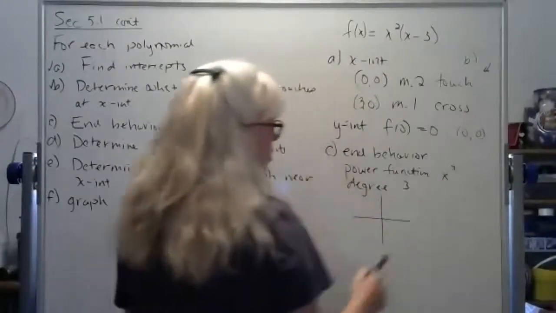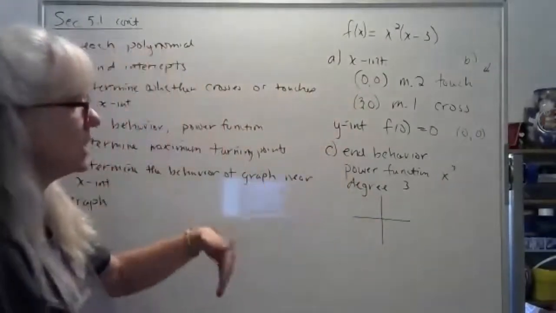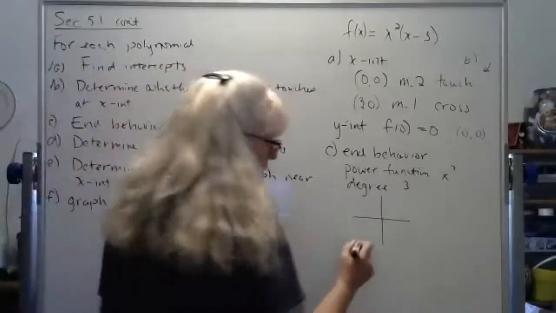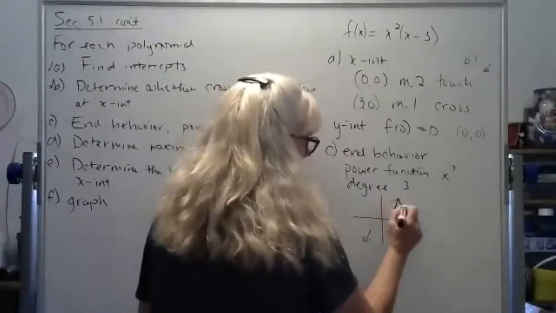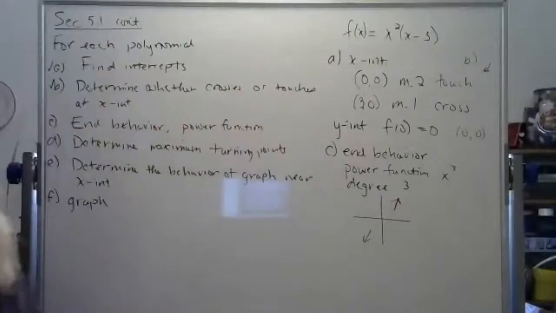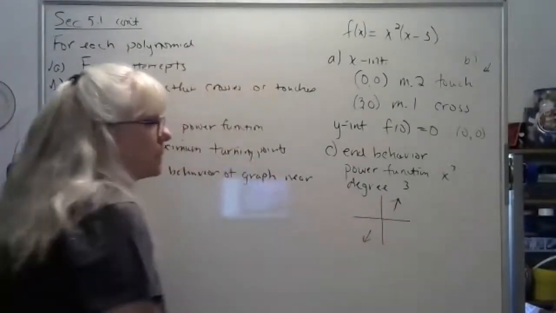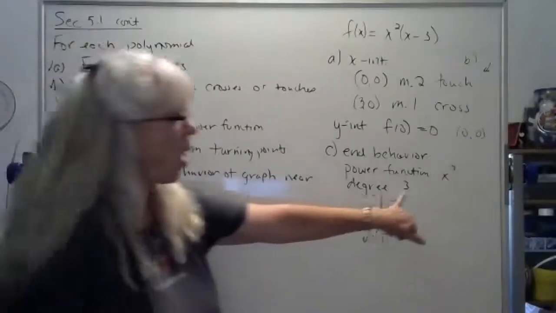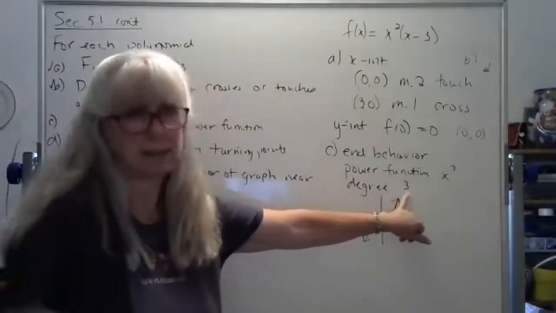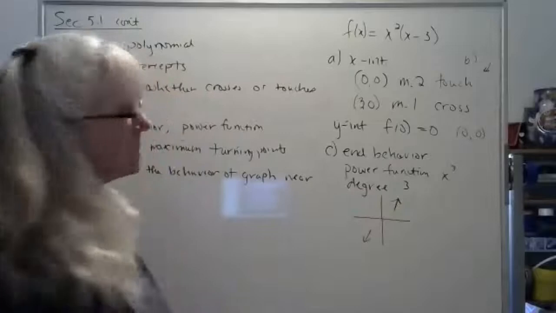So because it's a third degree with a positive leading coefficient, we know it's going to start below and end above. So it will look something like that when we're all done. We got stuff going on in the middle, but at the ends, this is what's happening. Again, that was the odd degree and a positive leading coefficient. So it mimics an x cubed.